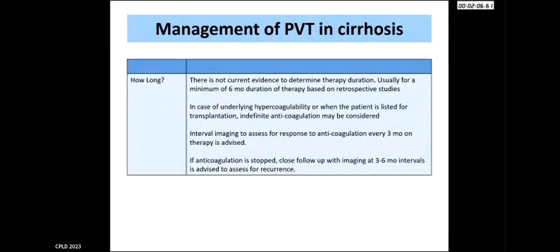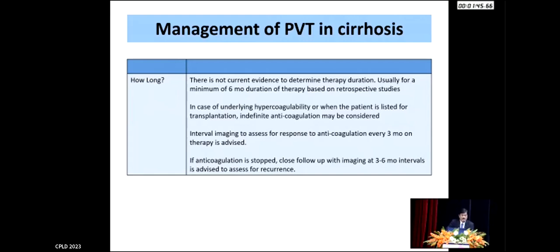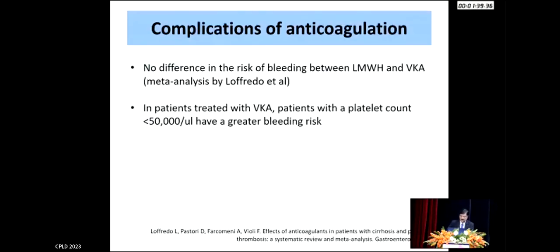And how long to treat? Those who have thrombophilic states, JAK2 mutation positive or something like that, I would say indefinite treatment probably. Otherwise, yes, a minimum of 6 months, and then based on their clinical course and how they have responded, you should do follow-up imaging every 3 months. And once you stop the treatment, you should not lose the patient from follow-up and should do regular imaging every 3 to 6 months to see that there is no recurrence or extension again.